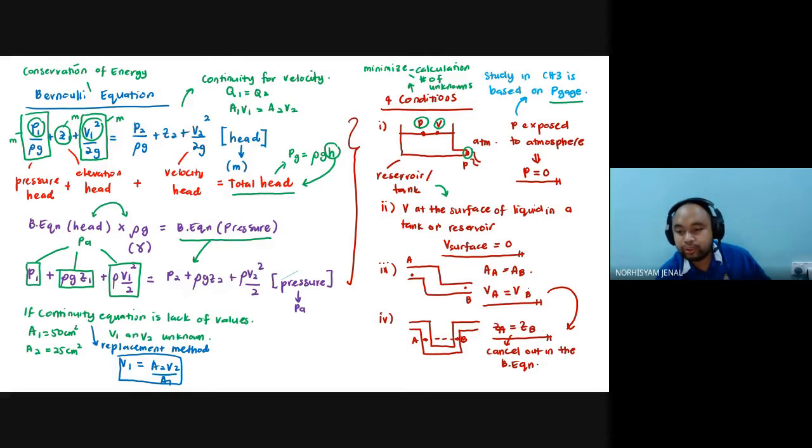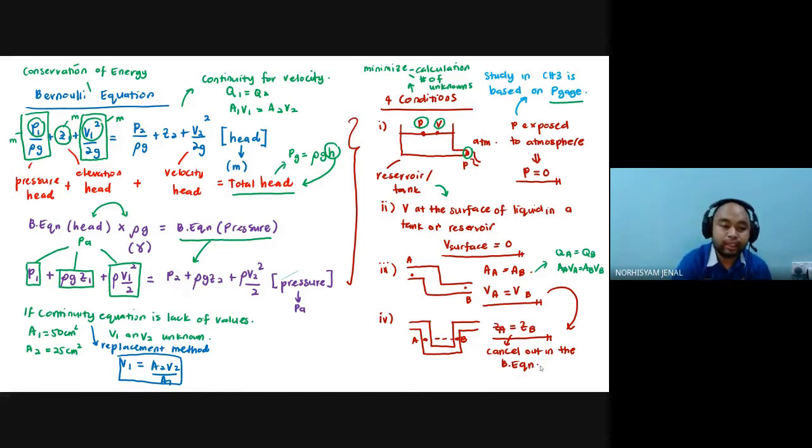And number 3, if you have 2 pipes with the same area, the velocity VA should be equal to VB. Why? Because we are using QA equals QB, so AA VA equals AB VB. If both A's are the same, VA and VB should be the same. And the last one, if you have the same elevation, it doesn't matter what the shape of the pipe is, if the points of study A and B are at the same elevation, ZA equals ZB will be there in the question, and we can cancel it out in the Bernoulli equation.